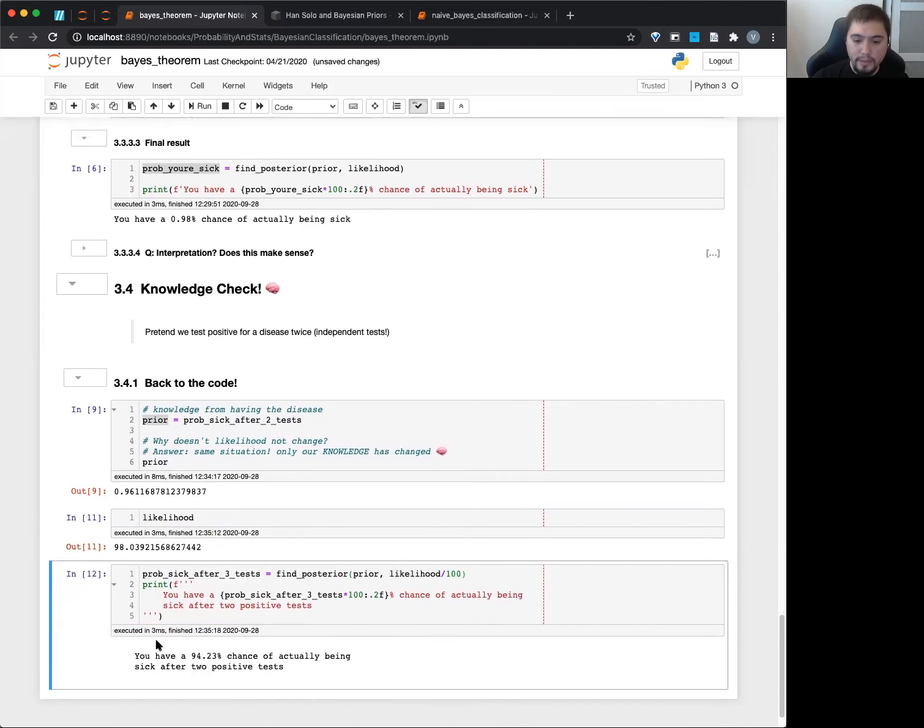There we go. So 94% chance. I think it's technically lower. Is that right? Double check that. Anyway, it should increase higher and higher as you get more and more positive tests, which makes sense. If you had a negative in there, it would lower it, but you would still have that prior belief really strong, like a 96%. So it would only drop it down by a smaller amount.